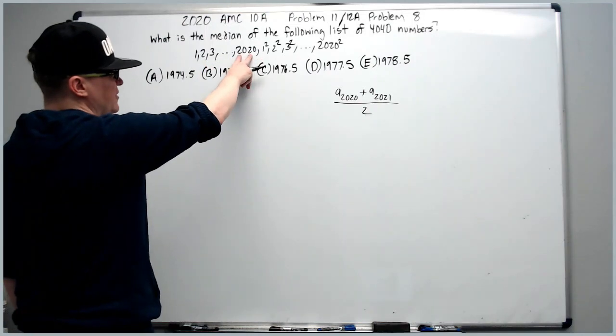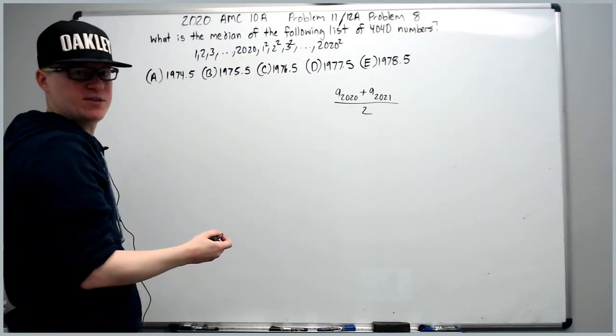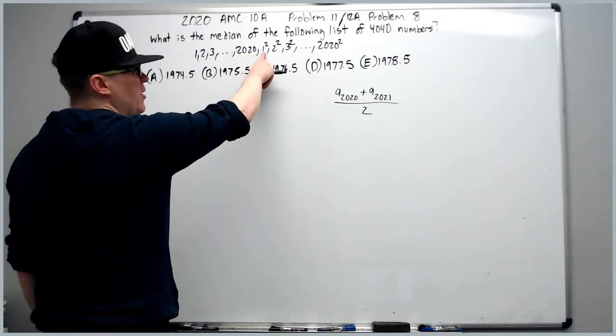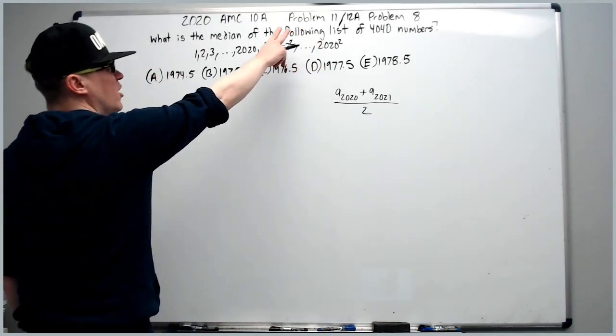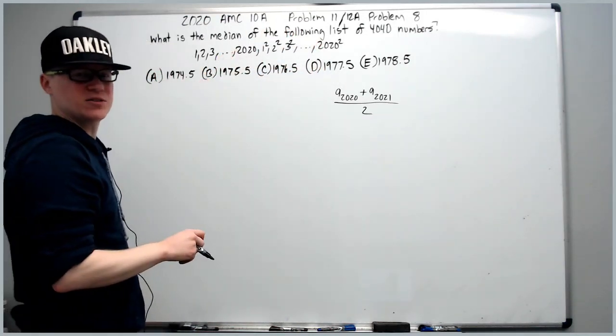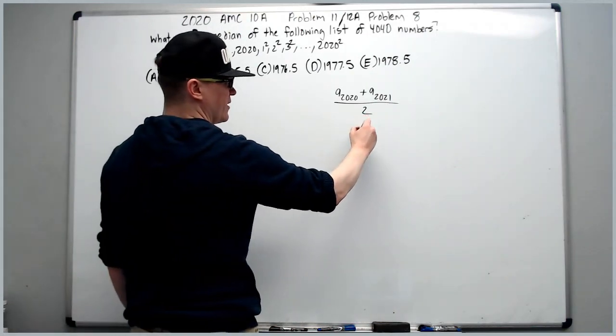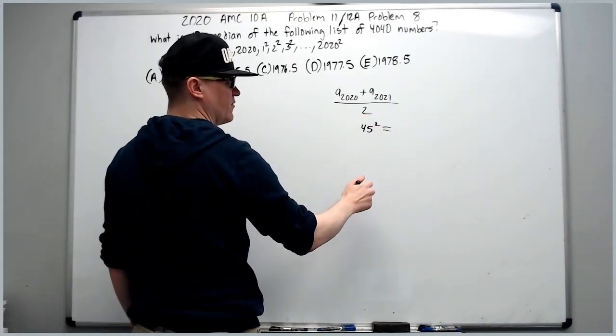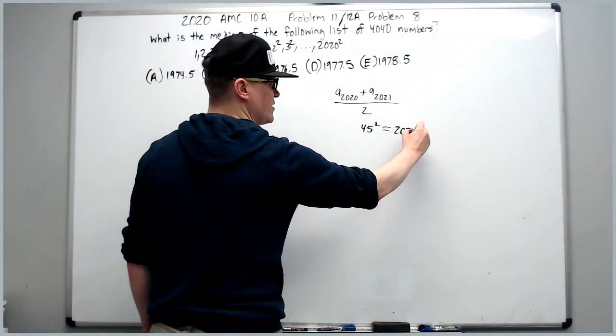If we take the first 2020 terms, there's obviously 2020 of them. How many of these perfect squares, though, are actually before 2020? Well, at a quick calculation, 45 squared is 2025.